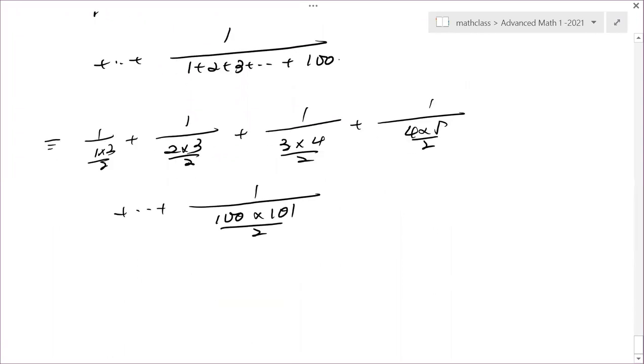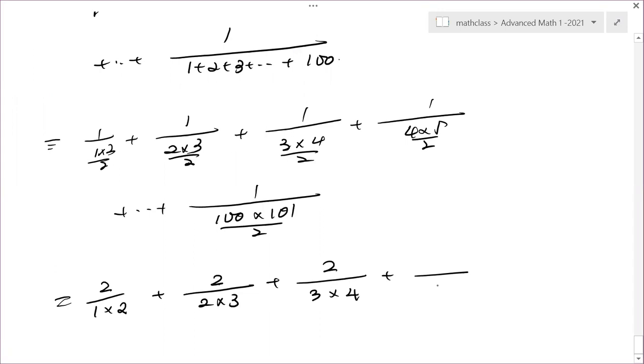Now what do you get? You get 2 on the top of each term. So it's 2 over 1 times 2, 2 over 2 times 3, 2 over 3 times 4, 2 over 4 times 5. Now you're getting close.